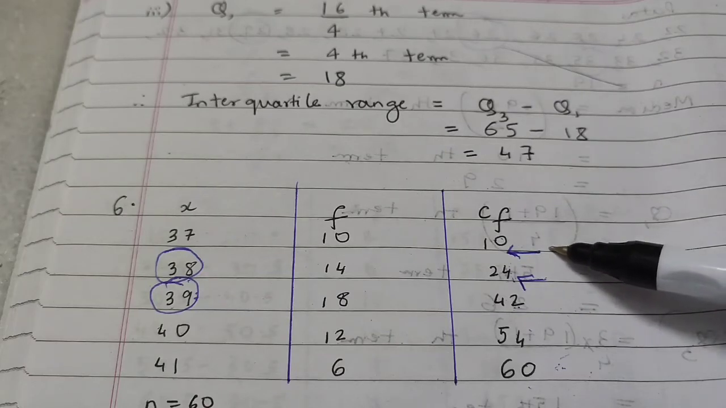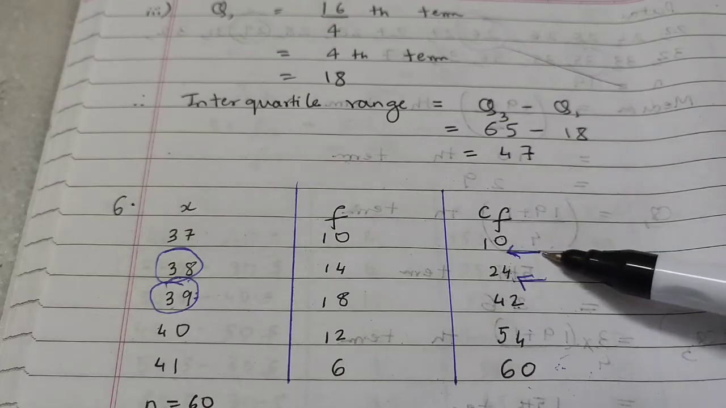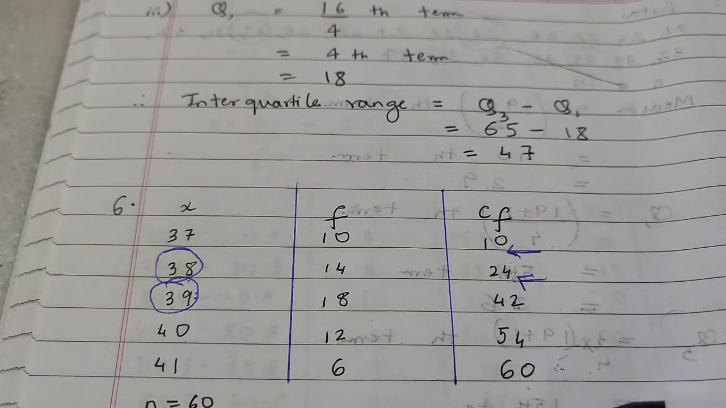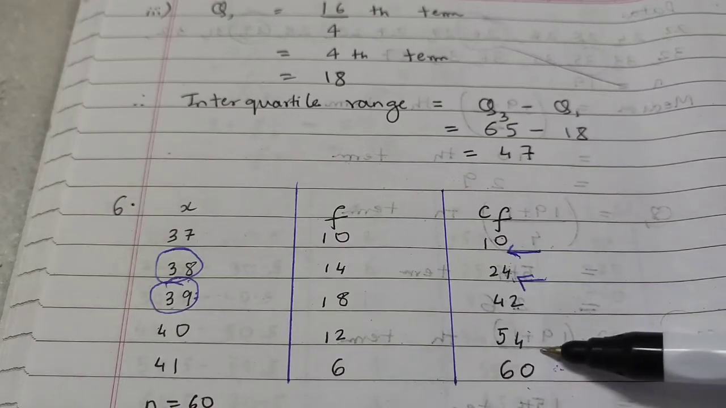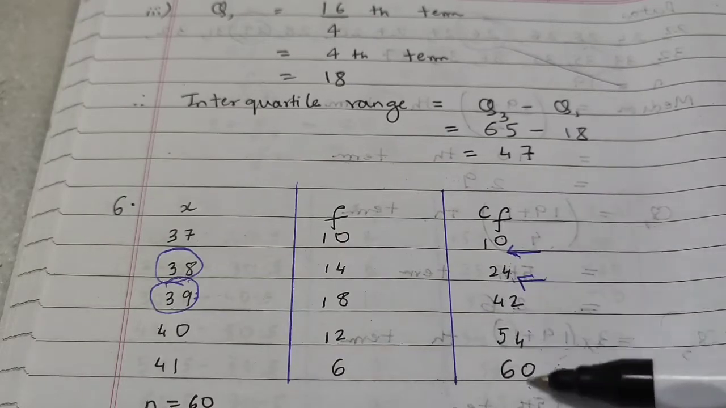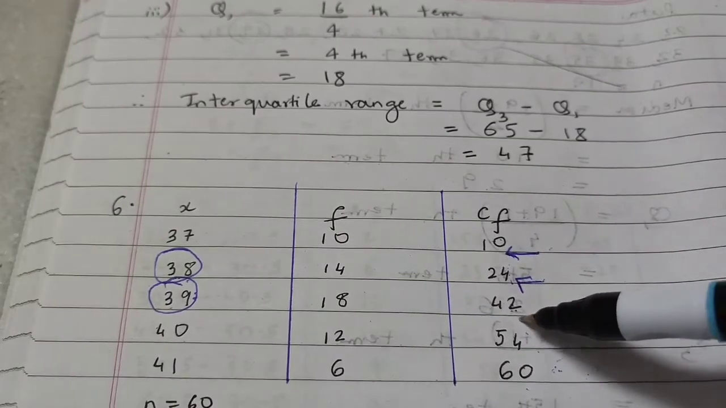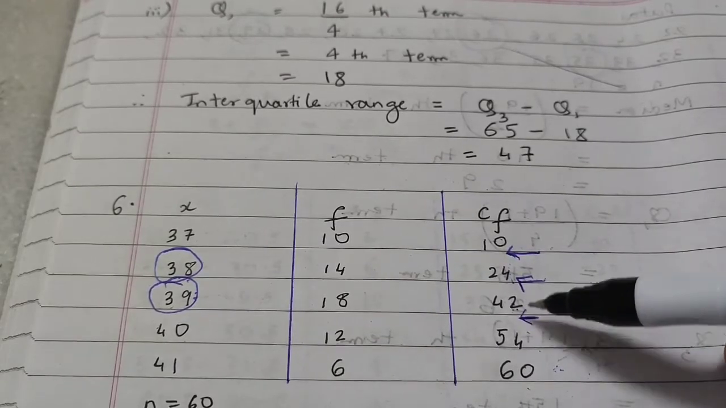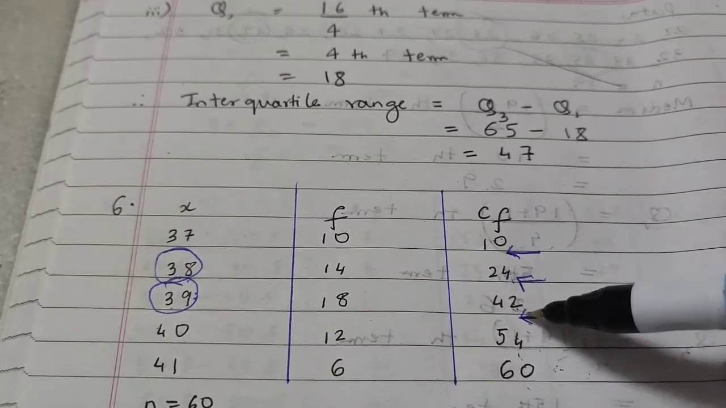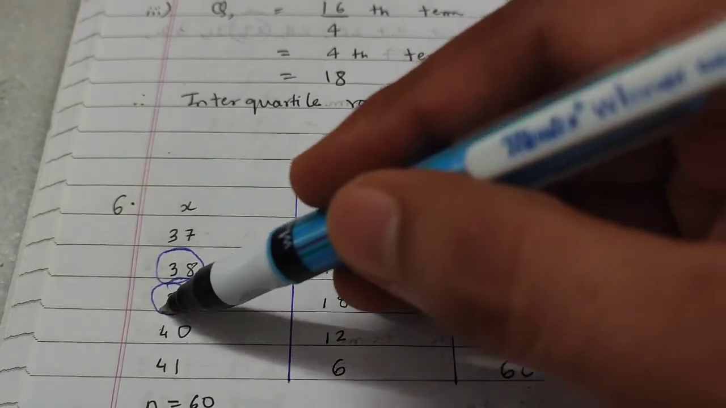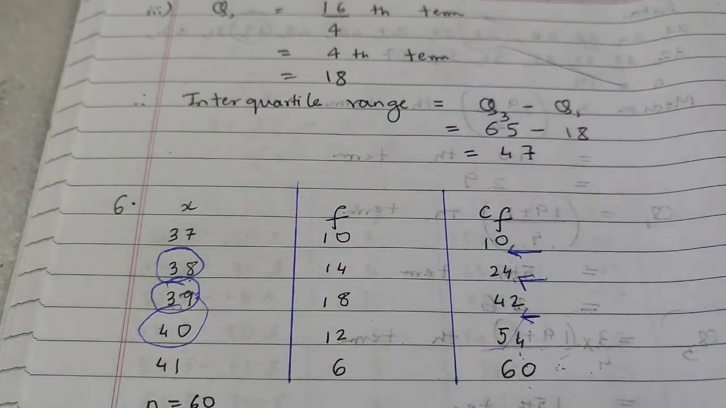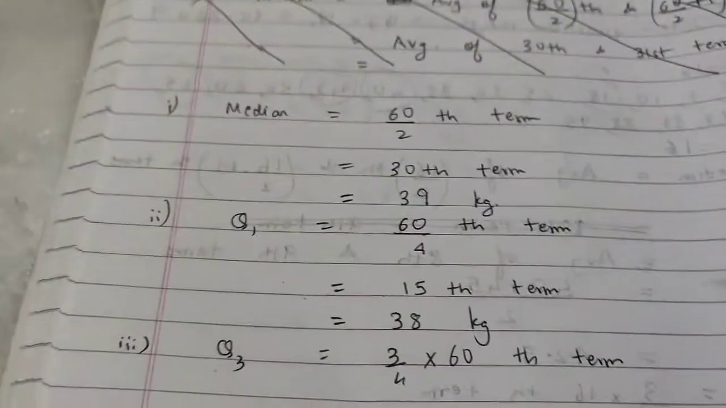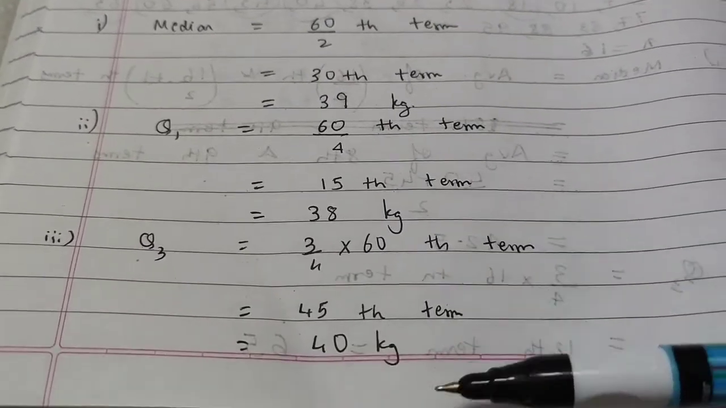38 kg. Roman number 3, the upper quartile is 75% of the data. That is 3/4 of 60 kg, that is the 45th student's weight. The 45th student's weight will be somewhere around here, between 42 and 54. So I'll take the higher value. I'll go for 40 kg as the answer. So the lower quartile is 38 kg and the upper quartile is 40 kg.